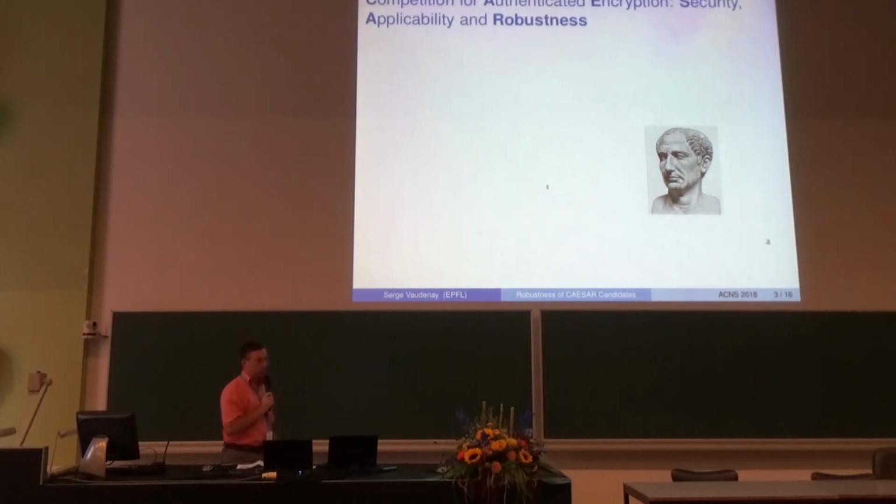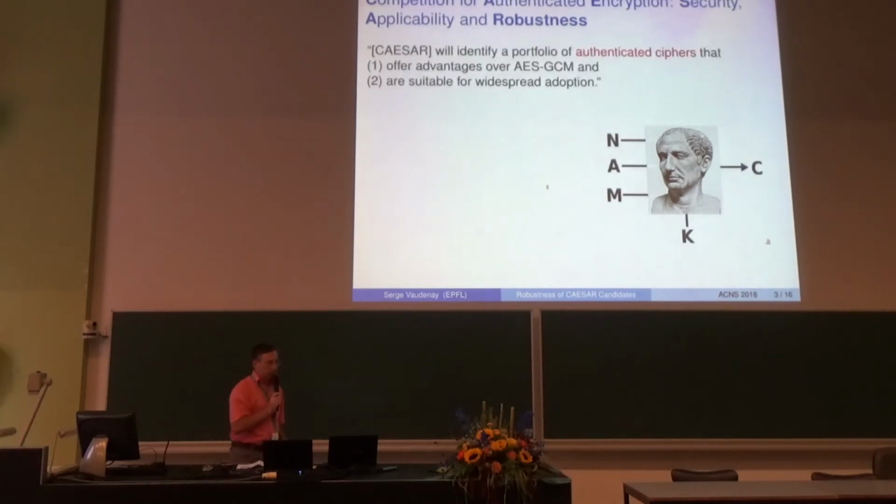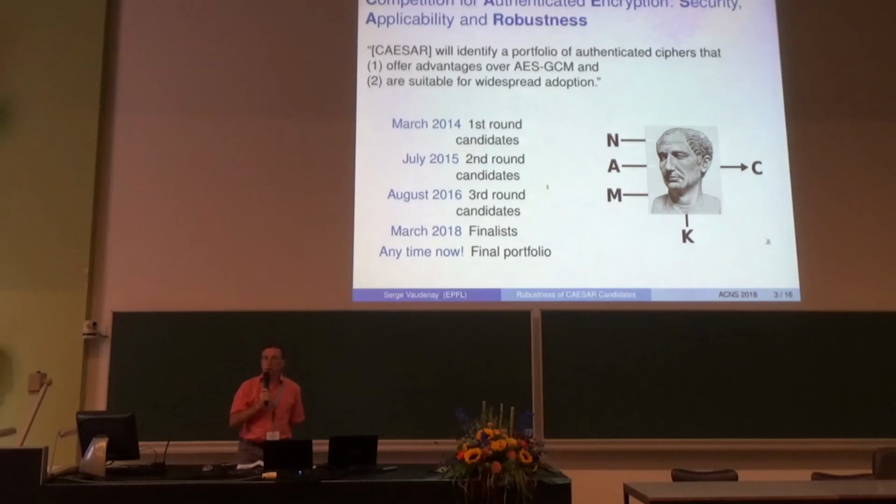CAESAR is an acronym for the Competition for Authenticated Encryption: Security, Applicability and Robustness. It's a competition which started in 2014, where people were invited to submit algorithms for authenticated encryption. The goal of this competition was to come up with something essentially better than AES-GCM. So Galois is here, as GCM is Galois Counter Mode. So essentially the goal of CAESAR is to make something better than Galois Counter Mode. The goal of our work is to check if we somehow succeeded with this.